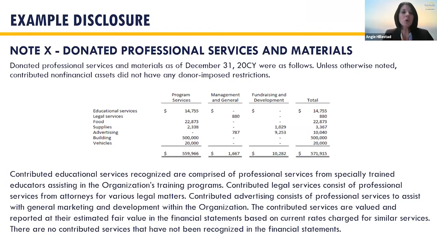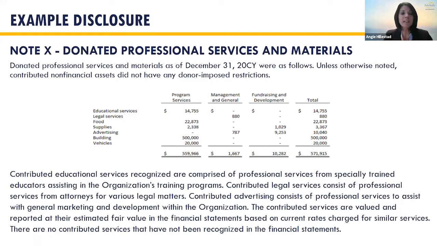When we look at the disclosures, this is really where the meat of the changes is going to be. So we've got here an example disclosure of donated professional services and materials. And we're saying that donated professional services as of December 31st were as follows. And we can see that we've got the categories here in a table format, which was our very first requirement.